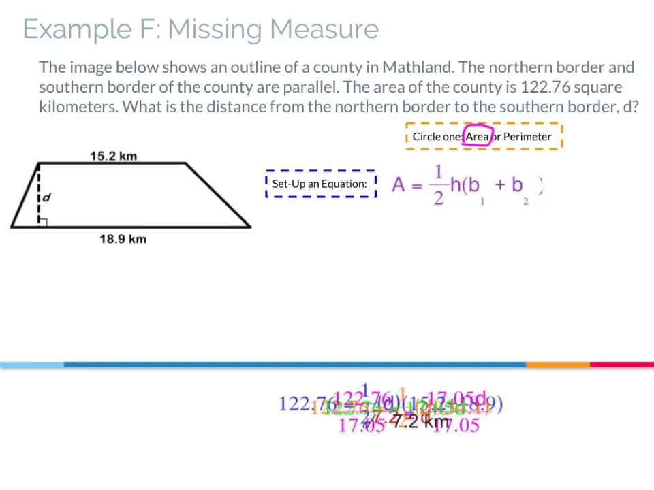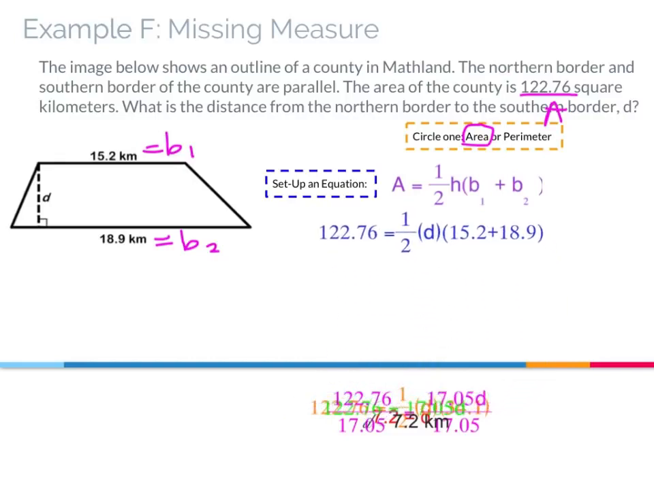So the area of a trapezoid is equal to 1/2 times the height times base 1 plus base 2. Now we need to substitute our variables into our formula, and we're given the area, which is 122.76 square kilometers, so that's A. We don't know what the height is, that's what we're solving for, so that will be D. And we have our base 1 of 15.2 kilometers and our base 2 of 18.9 kilometers. So if I substitute all of that into our formula, I get 122.76 is equal to 1/2 times d times 15.2 plus 18.9.